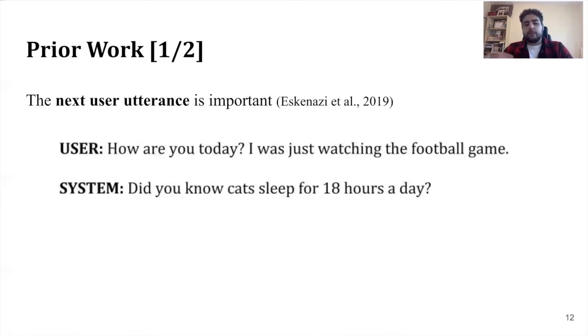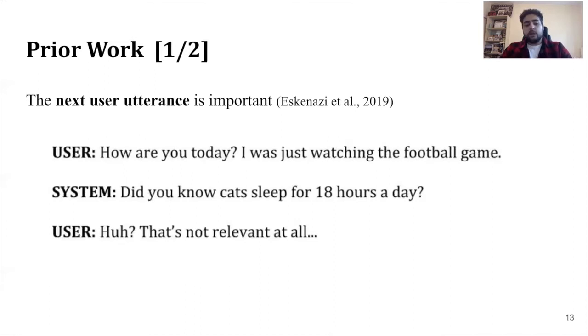For example, if the user says, "How are you today? I was just watching the football game," and the system responds with, "Did you know cats sleep for 18 hours a day?" then the user responds with, "Huh? That's not relevant at all." By looking at the user utterance that follows the system response, we can get a sense of how good the system response was. As part of Eskenazi et al., we did this for task-oriented dialogues, and we found that often, by looking at the next user response, we could better evaluate, both in terms of annotation and in terms of modeling, how good the last system response was.